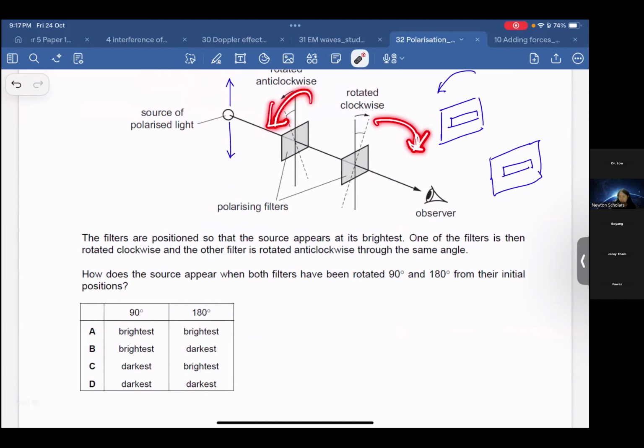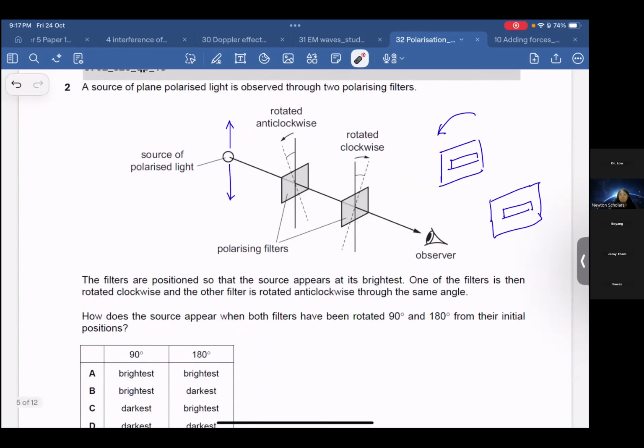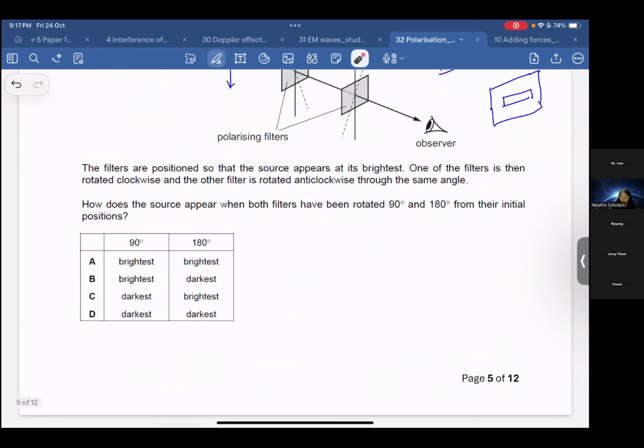Okay, so boys and girls, it rotates 90 degrees. This one rotates another 90 degrees. Since they rotate 90 degrees, they already block. No need to go to the second one. Actually, the first one already blocked it off. Let's say the first one didn't rotate, it goes to the second one which is also blocking because of 90 degrees. So here, it must be darkest, because 90 degrees will block. Then how about 180 degrees?